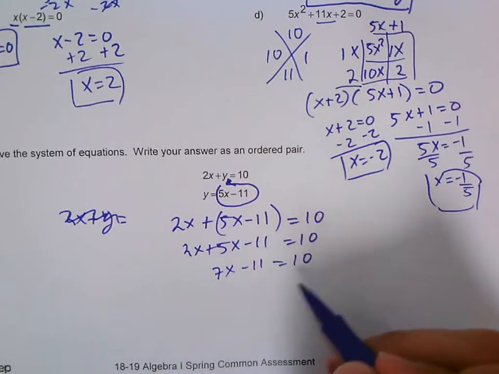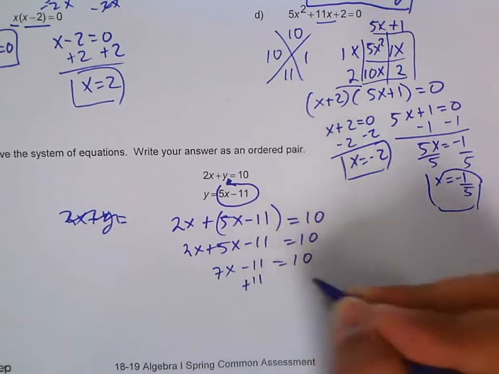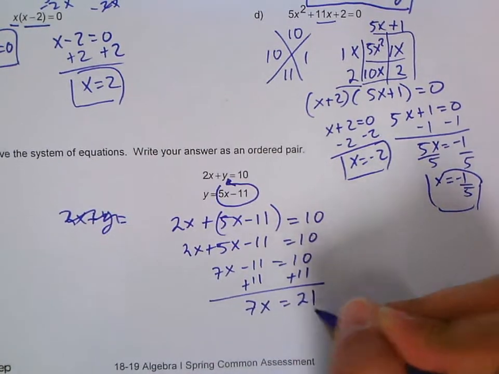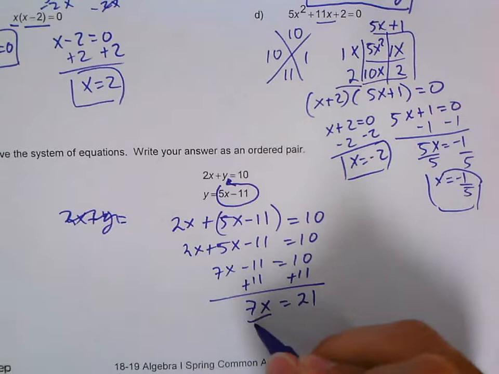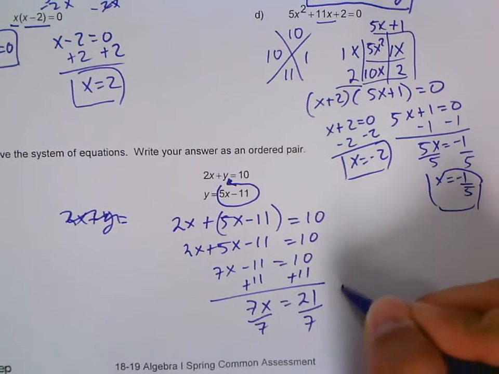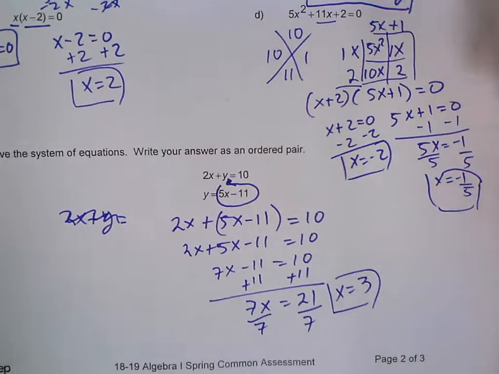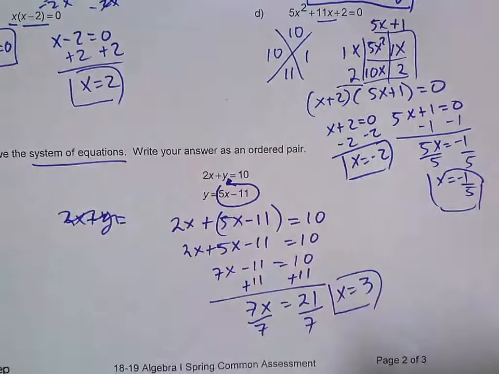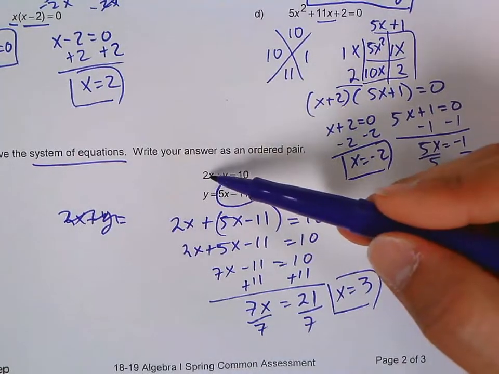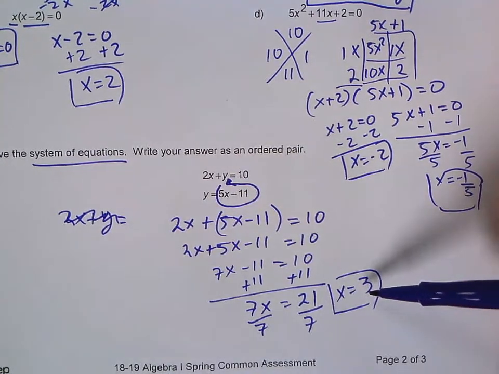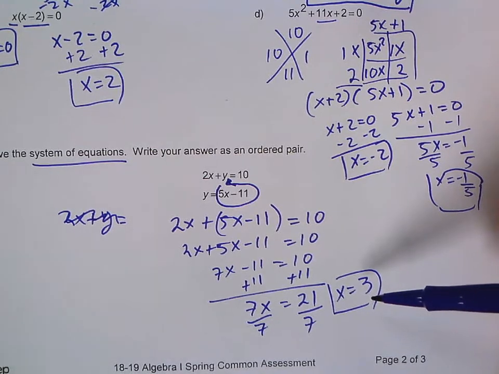Move negative 11 to the other side by adding. So that gives you 7x is equal to 21. And now you can divide by 7 on both sides. So x is equal to positive 3. Remember that when you're solving a system of equations, you need to find the value of x and the value of y. If you've only found the value of x, you're halfway through solving the whole problem.